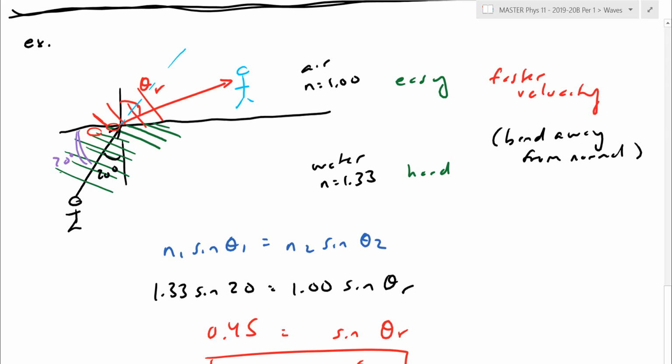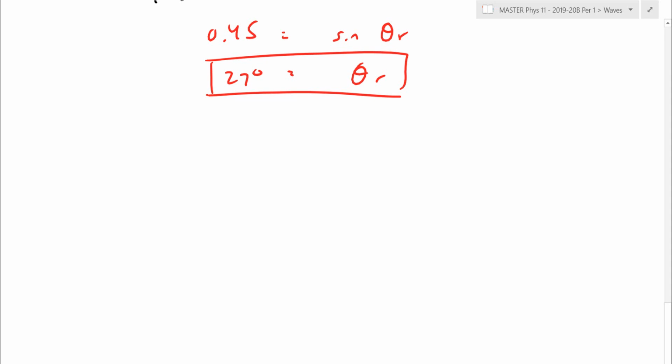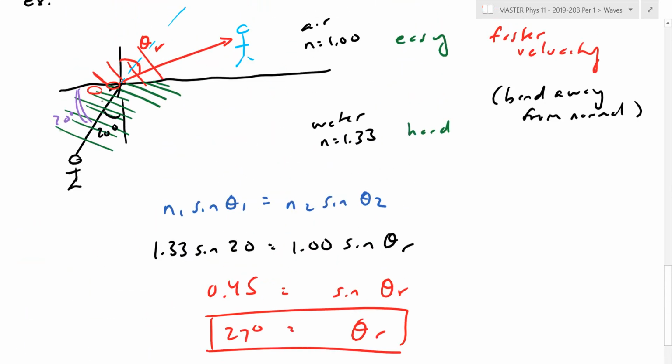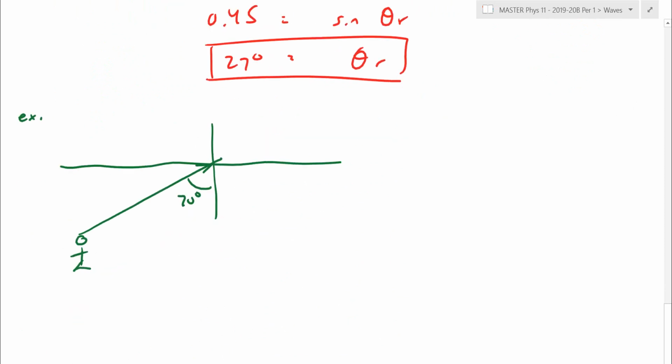I'm going to do exactly this example, and I'm going to show you Snell's Law complaining. So all I'm going to change here is I'm still at the bottom of this pool. I don't know why you're doing this, but I'm still at the bottom of this pool. But this time I'm going to look at some really extreme angle. So let me be looking at an angle of, let's say, 70. Not the 20 or the 30s. I'm going to look at 70 from the normal.